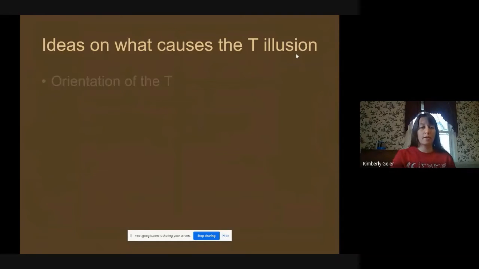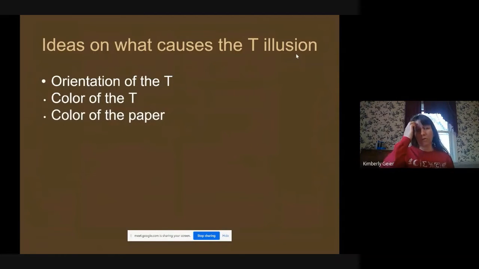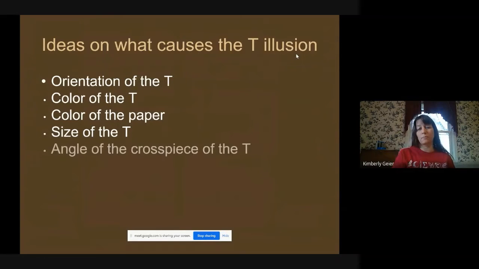Maybe you're thinking that it's because it's up and down this way, that orientation of the T. Maybe it's the color of the T. Maybe it's the color of the paper, this black versus white. Maybe if the T was different colors, like if the cross piece was one color and the stem was a different color, maybe that would make a difference. Maybe it's the size of the T. Maybe if it was tiny, we'd be able to beat the illusion more, or if it was big, maybe that has something to do with it.